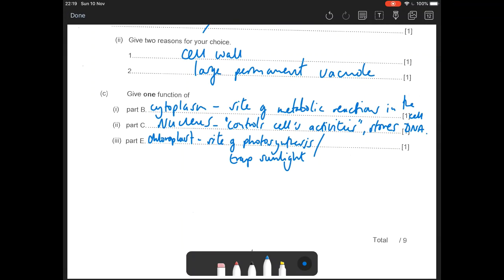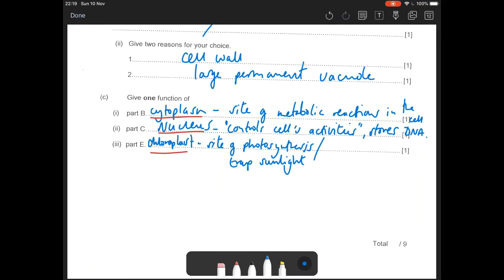Now obviously you didn't have to label what they were, so these labels that I've done here, you didn't have to say what they were. I've just put that for the sake of answering this question, but you did need to know their functions, so some of you needed to work on that a little bit going forward.